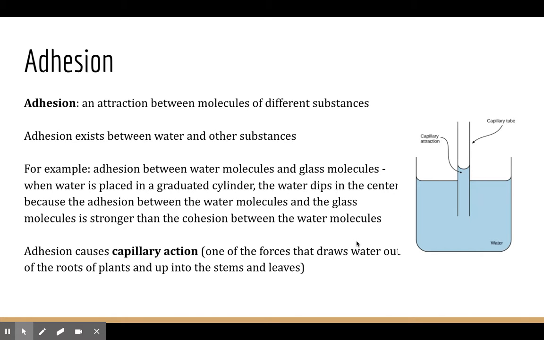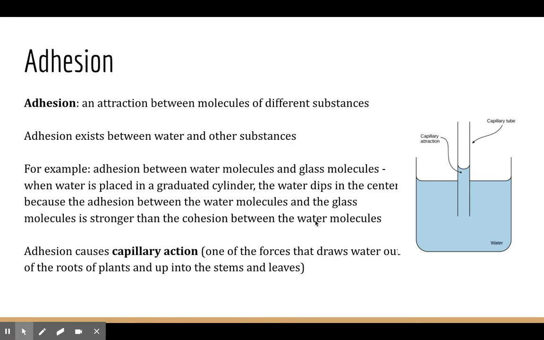Adhesion causes what's called capillary action. So when you stick a glass tube in water, you'll see that the water starts to go up. That is capillary action. Capillary action is when water is drawn up the tube. It also happens in plants. In plants, we know that water moves up the plant from the roots to the leaves. This is an example of capillary action. It's a force that is drawing the water up from the roots to the leaves.